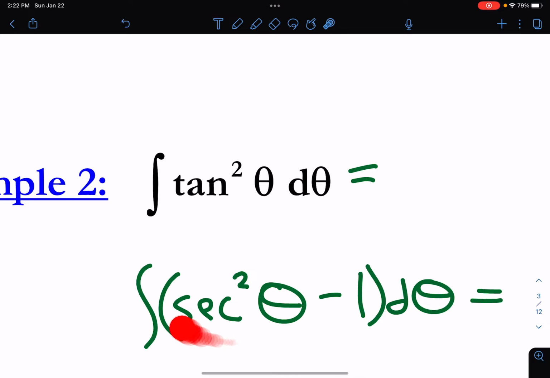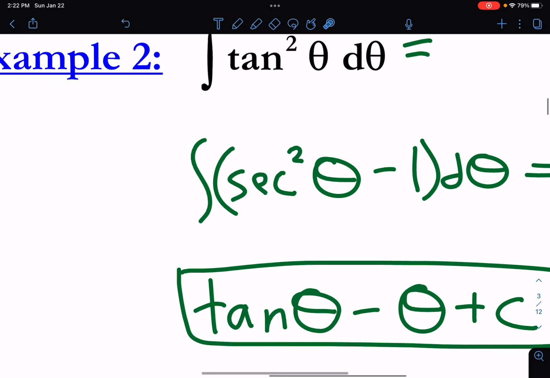Okay, and now again, alarm bells should be ringing. Secant of theta squared you should recognize as the derivative of tangent of theta. And then the 1, think of it like if this was dx, you would just write x, and so I just write minus theta, of course, plus c.